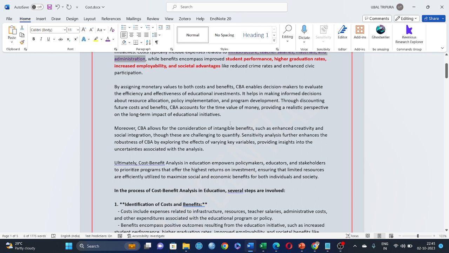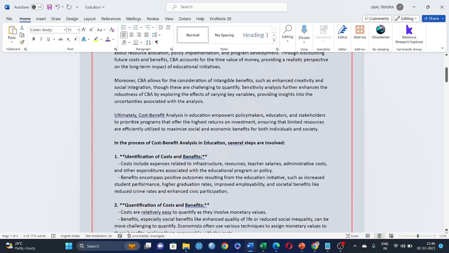Sensitivity analysis further enhances the robustness of CBA by exploring various variables. Ultimately, CBA in education empowers policymakers, educators and stakeholders to understand different programs and prioritize those that offer the highest return on investment, ensuring that limited resources are efficiently utilized to maximize the socioeconomic benefit for individuals and for society.